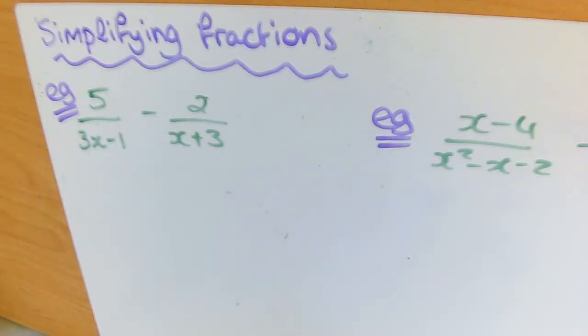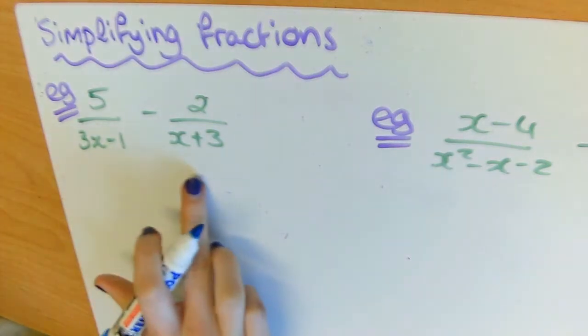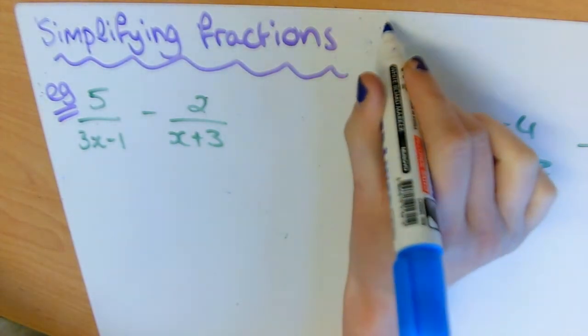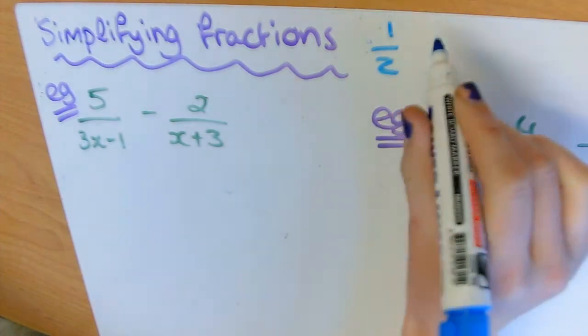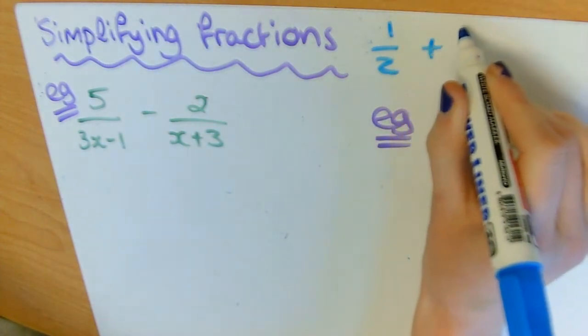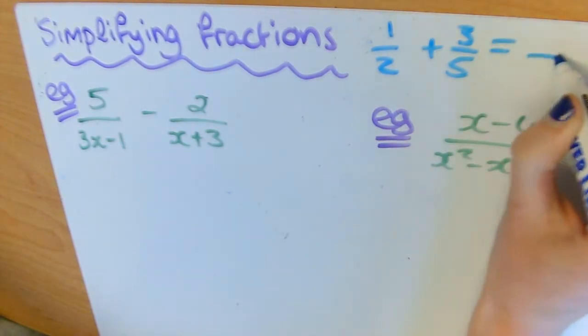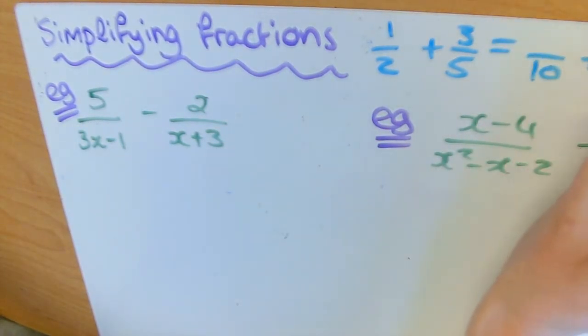Right guys, in this video we're going to be looking at simplifying fractions. When we're trying to add or subtract fractions, the easiest thing to remember is we need a common denominator. If it was a nice normal sum like 1 over 2 plus 3 over 5, 2 times 5 gives me 10. So I know my common denominator can be 10.